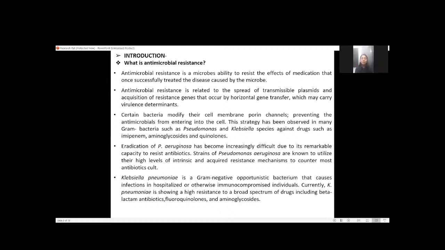This strategy has been observed in many gram-negative bacteria, such as Pseudomonas and Klebsiella species, against drugs such as imipenem, aminoglycosides, and quinolones. Eradication of Pseudomonas aeruginosa has become increasingly difficult due to its remarkable capacity to resist antibiotics. Strains of Pseudomonas aeruginosa are known to utilize their high levels of intrinsic and acquired resistance mechanisms to counter most antibiotics. Klebsiella pneumoniae is a gram-negative opportunistic bacterium that causes infections in hospitalized or otherwise immunocompromised individuals. Currently, Klebsiella pneumoniae is showing a high resistance to a broad spectrum of drugs.